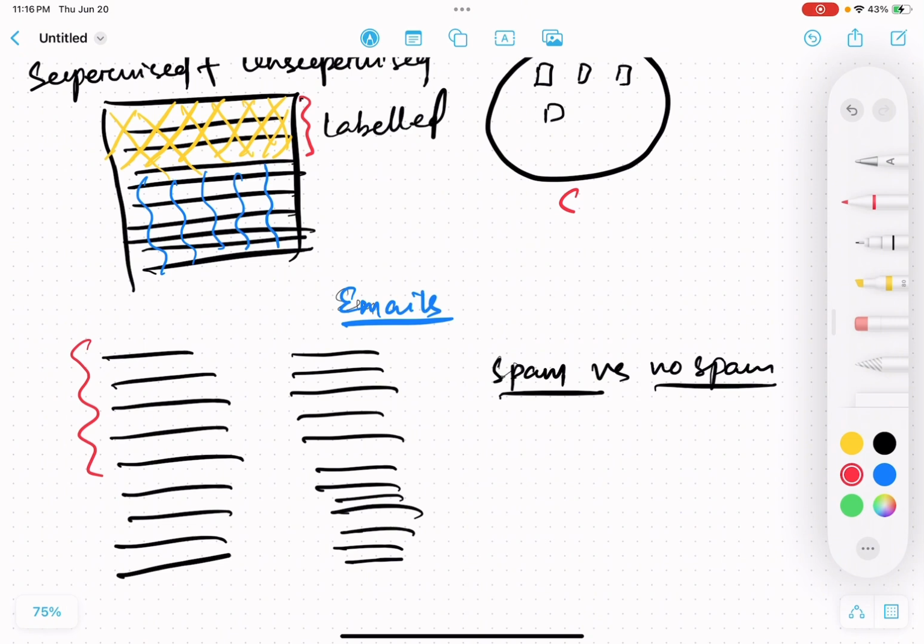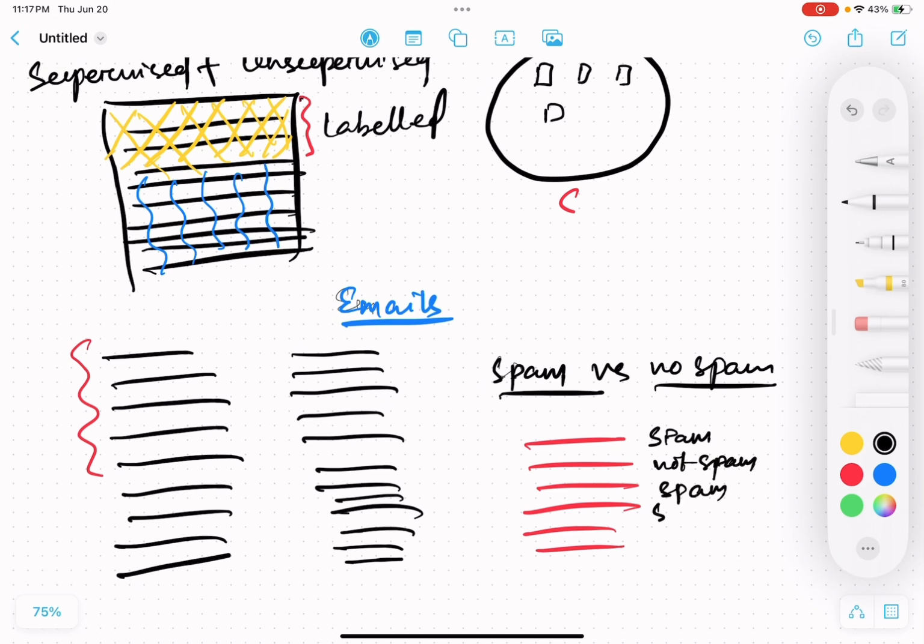that are labeled. Let's say it takes input from some emails, and let's say one email is spam, this is not spam, this is spam, not spam. So what essentially is happening in the background is that your machine learning model is learning the text in all these emails and trying to find a pattern in the emails that are classified as spam and in those emails that are classified as not spam.